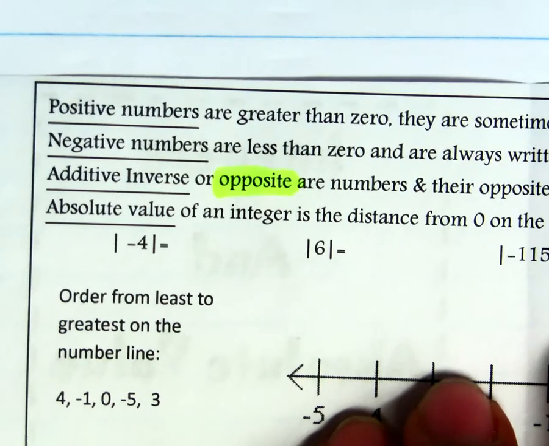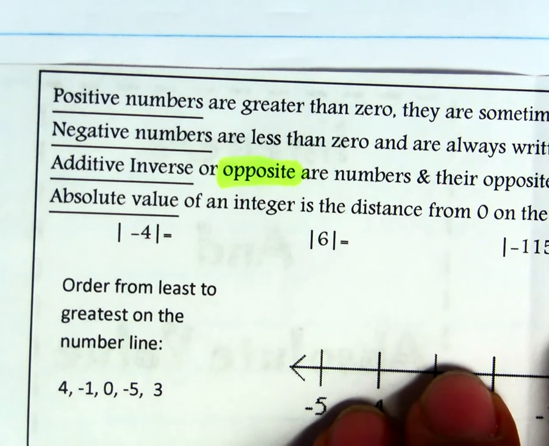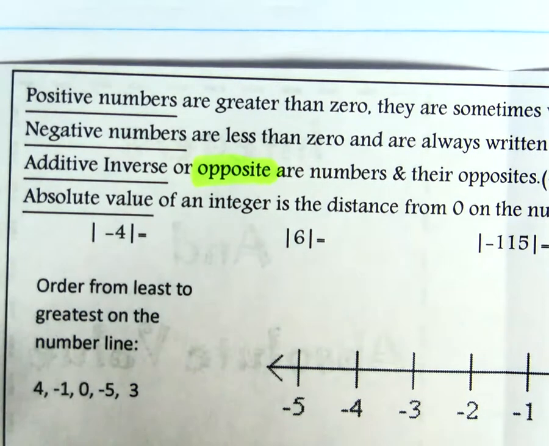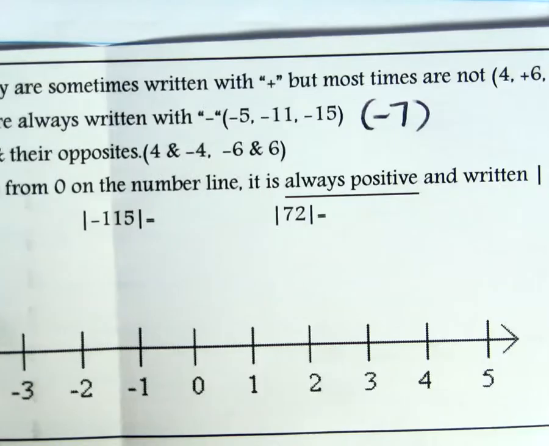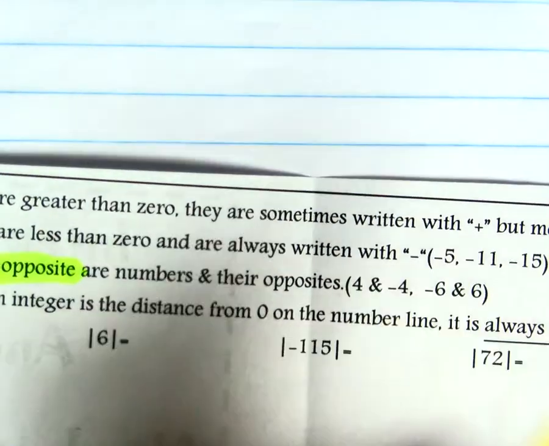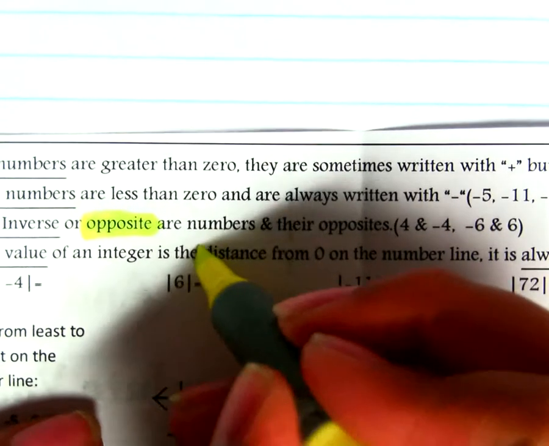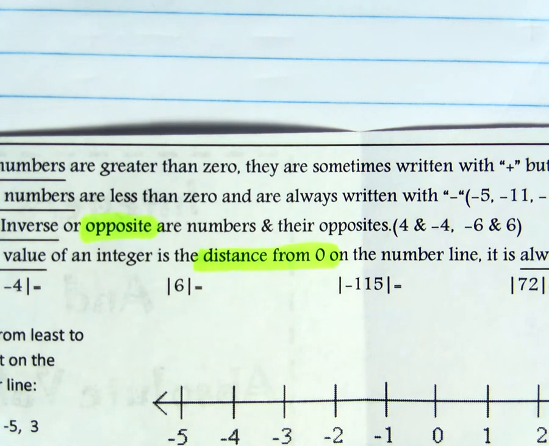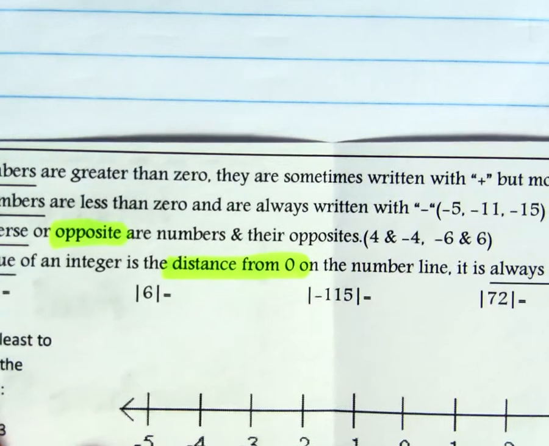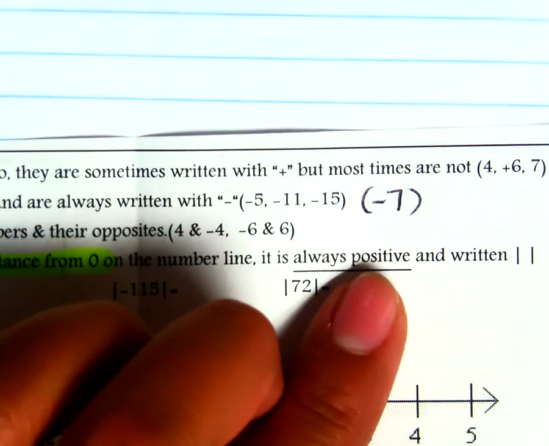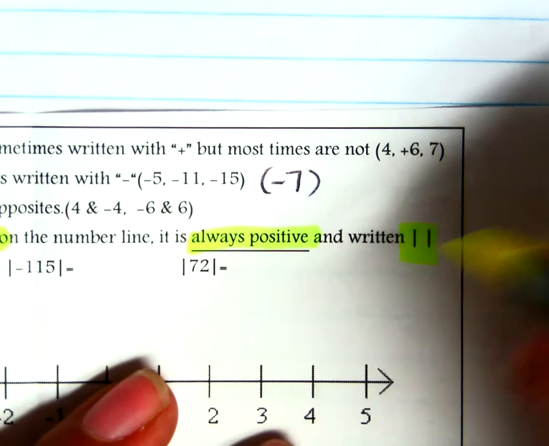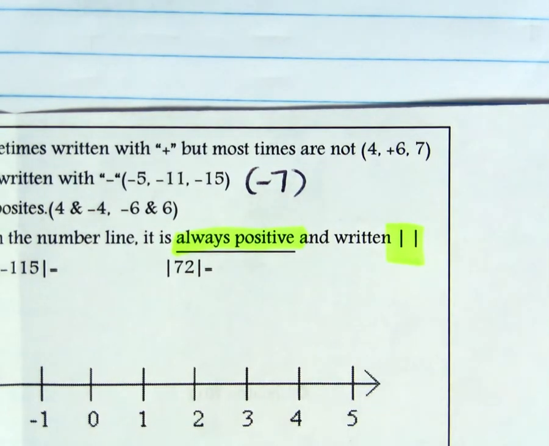Okay, and then absolute value. Nick, go ahead. Absolute value of an integer is the distance from 0 on the number line. It is always positive and written in lines. Okay, so key words here: distance from 0. So when we look at absolute value, and that's what we're learning today, it's the distance from 0. So how far away is the number from 0 on the number line? And it says it's always going to be what? Positive. And these are straight lines. They're kind of like parentheses, but they're straight.